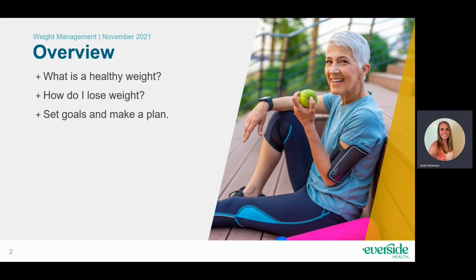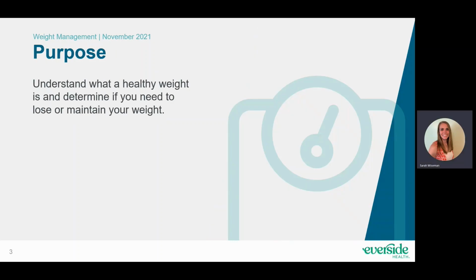So just an overview of what we're going to be talking about today. We're going to be talking about what is a healthy weight, how do you lose weight, and then how do we set goals and make a plan so that we can accomplish our weight management goals. My goal for you all today is that you would understand what a healthy weight is and how to determine if you need to lose or maintain your weight.